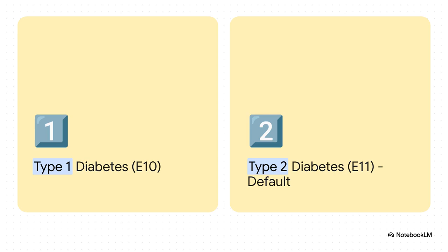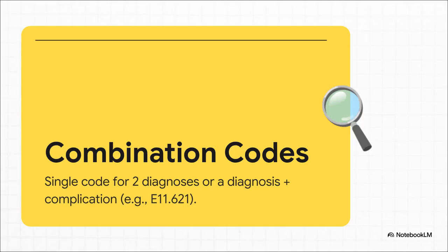Simple as that. Now, what about complications? This is absolutely crucial, folks. You've got to use combination codes. Let's say a patient has type 2 diabetes with a foot ulcer. You do not code the diabetes and the ulcer separately. No way. You use a single combination code exactly like E11.621. Never, ever unbundle symptoms when a single combination code exists. That is a massive exam trap that catches so many test takers off guard.